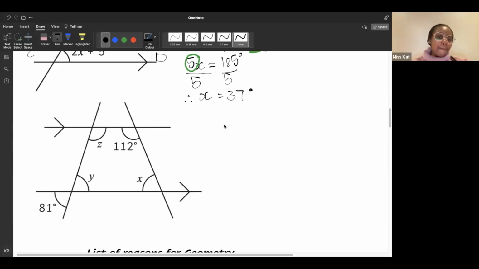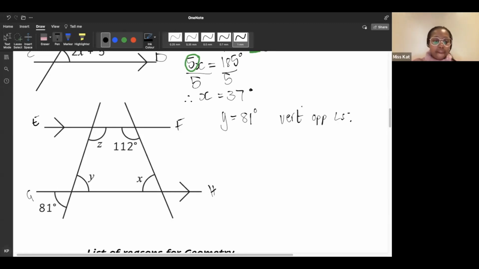So to solve this whole thing, we would see that y is vertically opposite the 81 degrees. So I'm going to say y equals 81 degrees. The reason: vertically opposite angles.